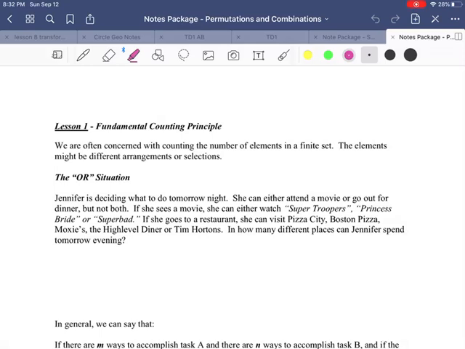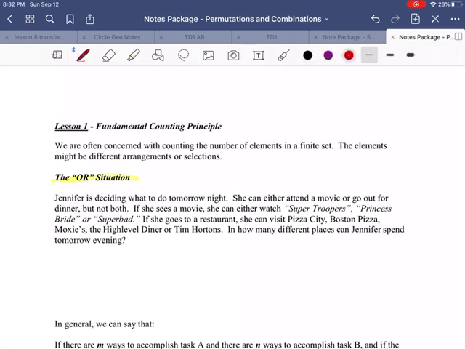All right, folks, here's Perms and Combs lesson 1 on the fundamental counting principle. We're often concerned with counting the number of elements in a finite set. The elements might be different arrangements or selections. So the first thing we're going to do here is the OR situation.